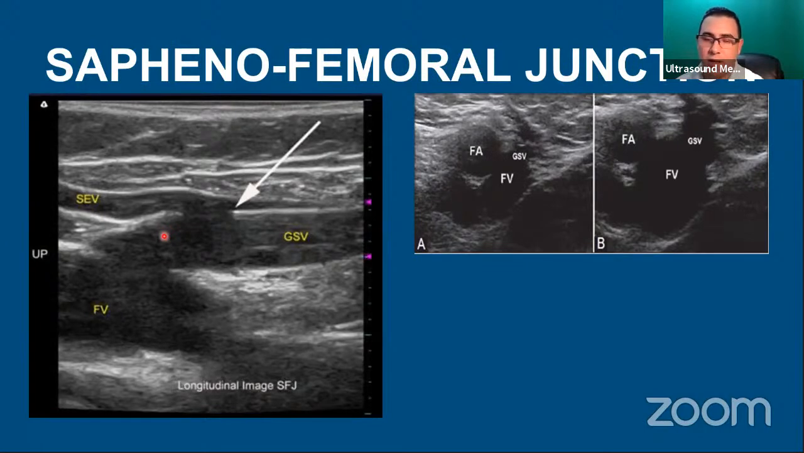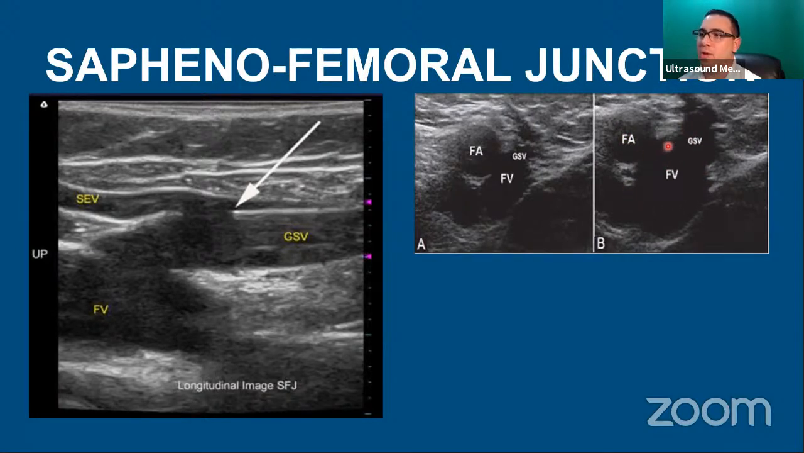So that's good to know when you're doing the exam. This picture is part of the protocol. You take a look all the time at the saphenofemoral junction, and that's the way it looks in sagittal, and this is the way it looks in transverse. We call this the Mickey Mouse sign. We have one of the ears in here for the great saphenous vein, the common femoral vein in here, and the femoral artery, which should be the common femoral artery. So that's a beautiful, nice picture.